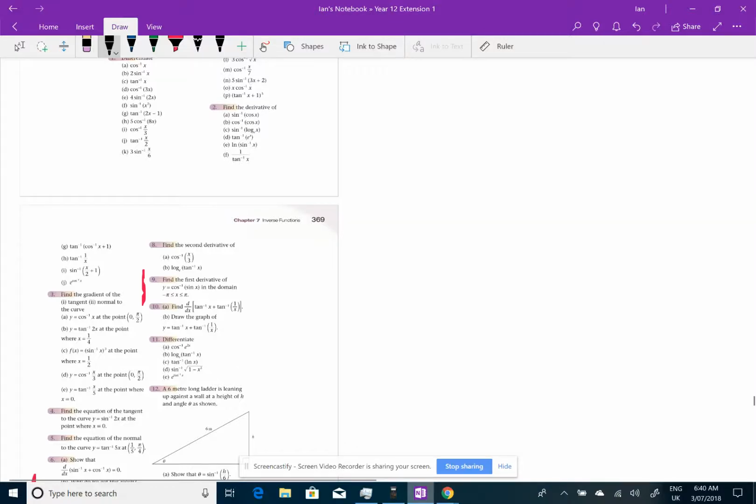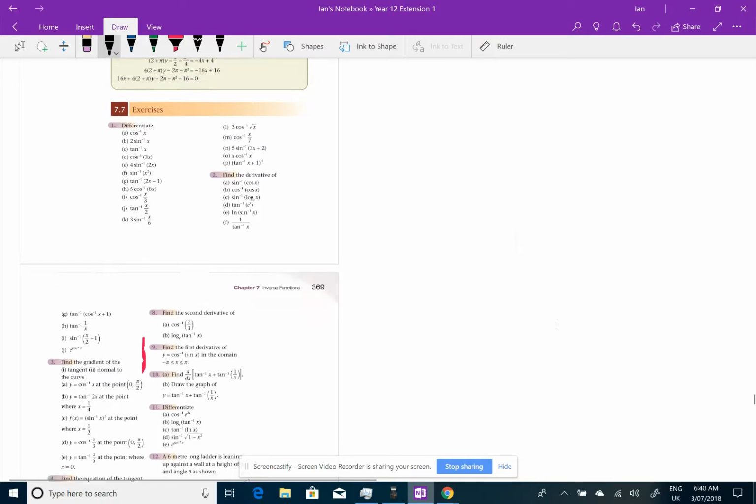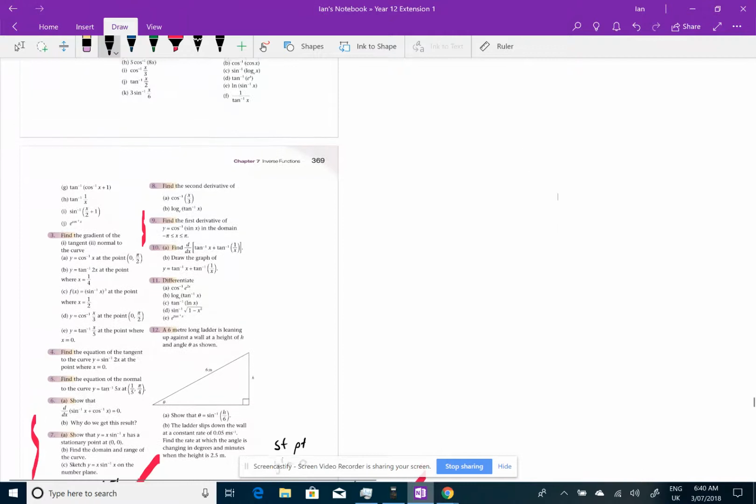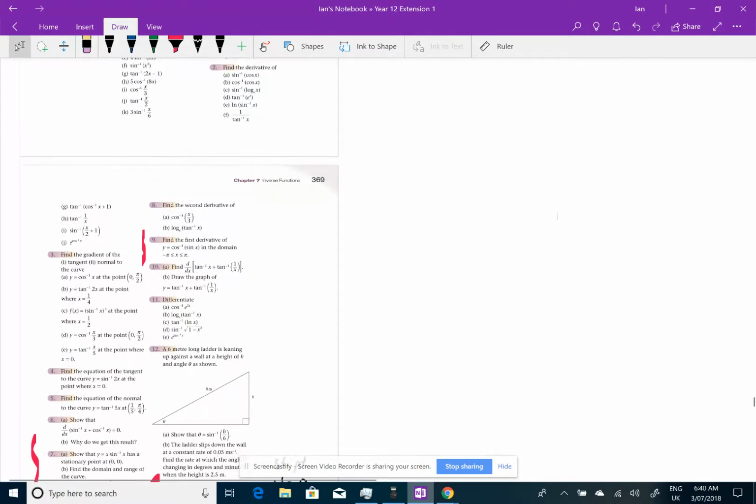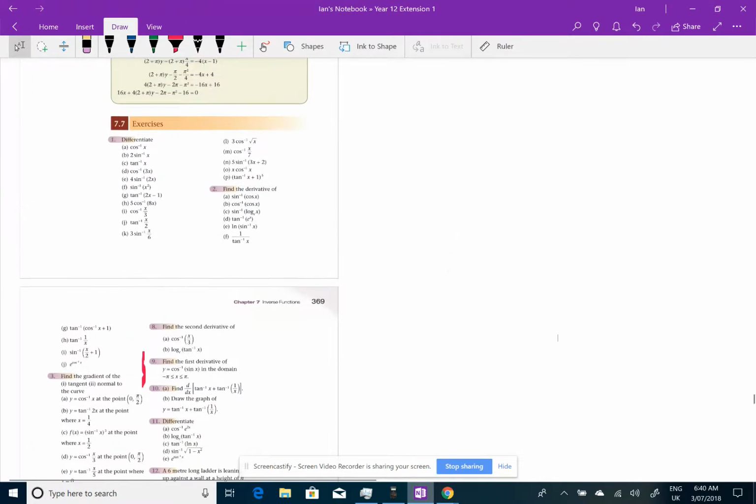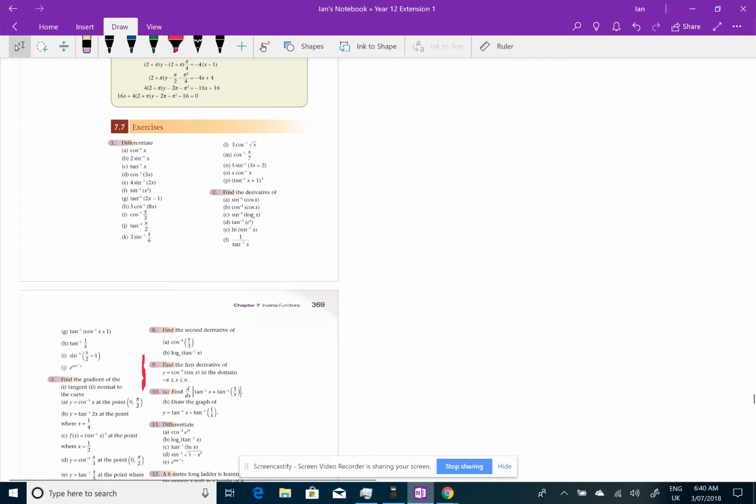Okay, Year 12, I'm going to continue on with some of these questions from exercise 7.7. I'm going to pick up here with question 8b. Well, we've got to find the second derivative because it's quite a hard one. So 8b, what do we got?